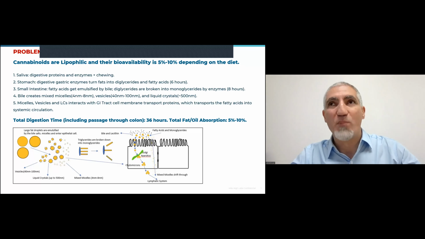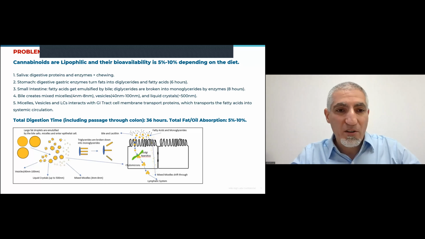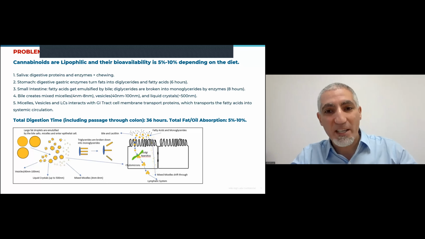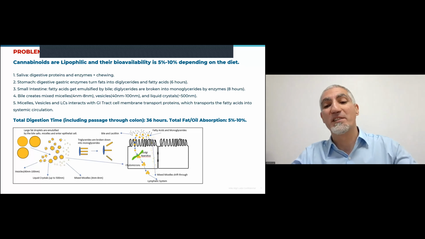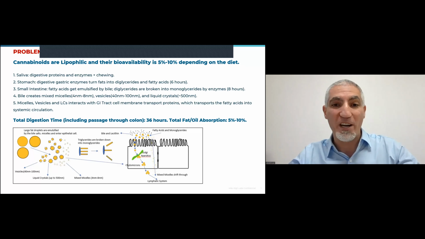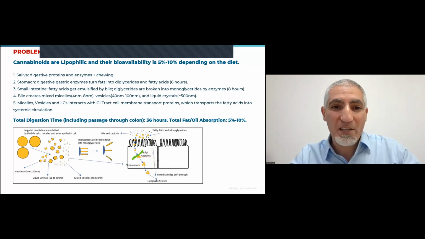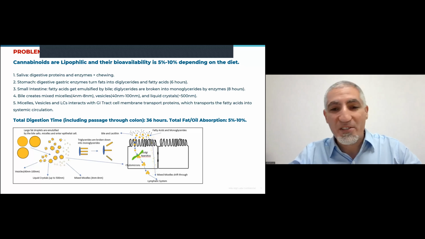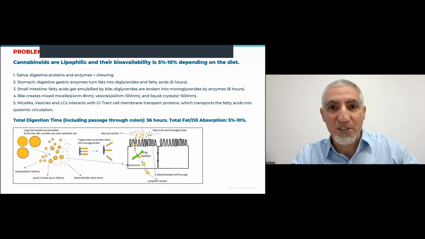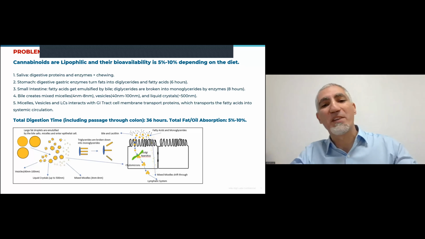There, most of the absorption happens. In the small intestine, the diglycerides get broken down into monoglycerides and fatty acids, and the monoglycerides get emulsified by bile. Bile is composed mostly of bile salts, lecithin, as well as cholesterol. Bile salts and lecithin are very powerful emulsifiers, or surfactants, surface active agents, and we'll talk about them later.